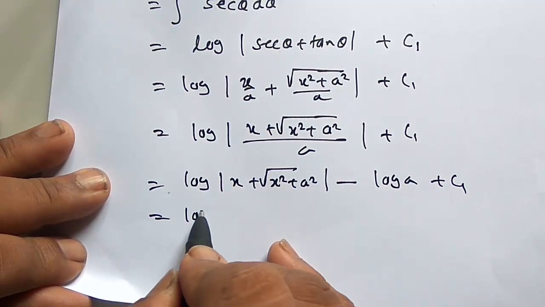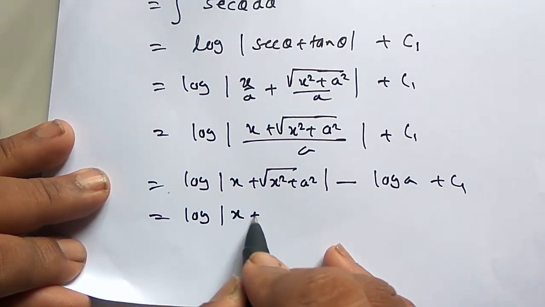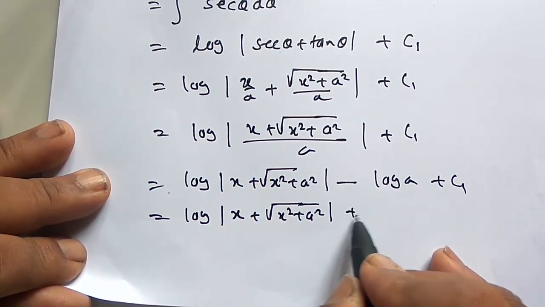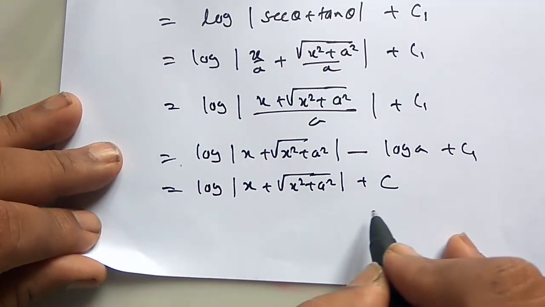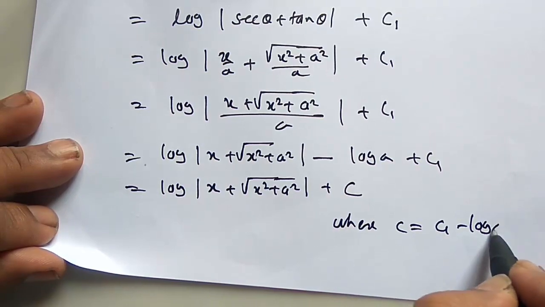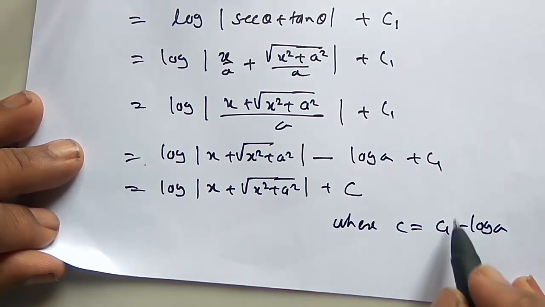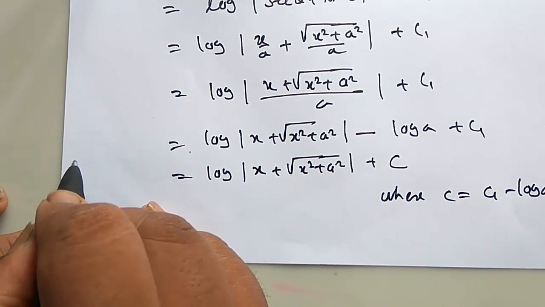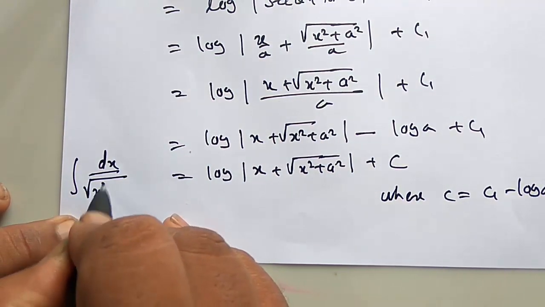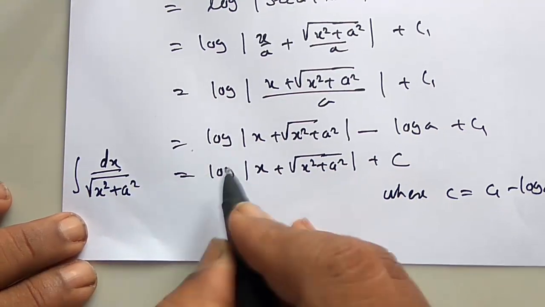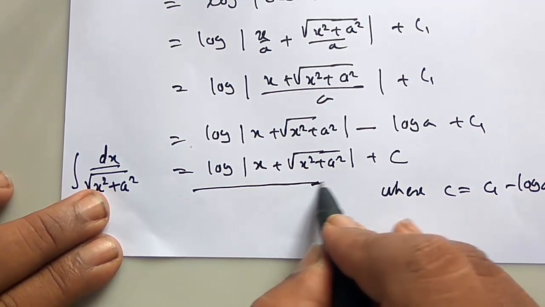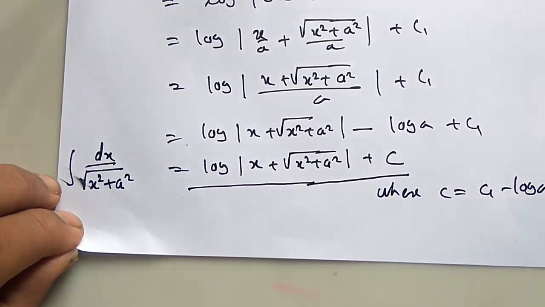It is equal to log of x plus under root of x square plus a square minus, we take c, where c is equal to C1 minus log a. a is constant, C1 is constant. So, the whole quantity is constant. So, the value of this integration, that is dx upon under root of x square plus a square, is log of x plus under root of x square plus a square plus some constant c.